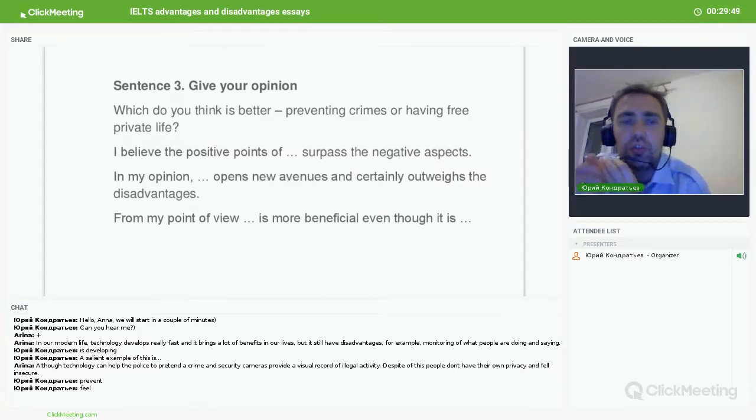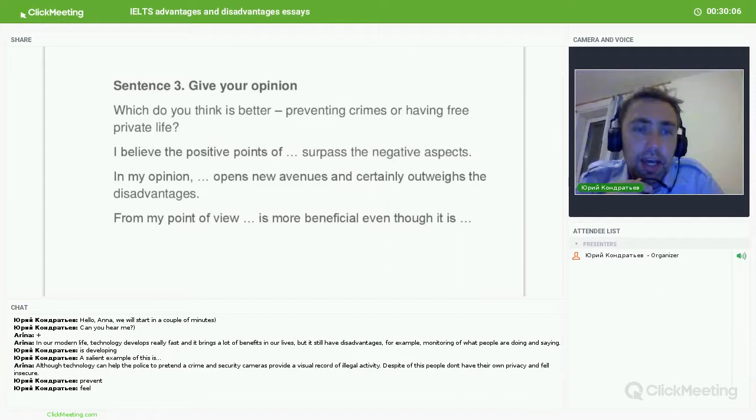So you should put it into one sentence, and you can use although or despite. You shouldn't use them together. So although technology can help the police prevent, by the way, to is not necessary here. If you want, you can use it. After help, it's not necessary. So although technology can help the police prevent crimes in general, and security cameras provide a visual record of illegal activity, people don't have enough of their own privacy and feel insecure.